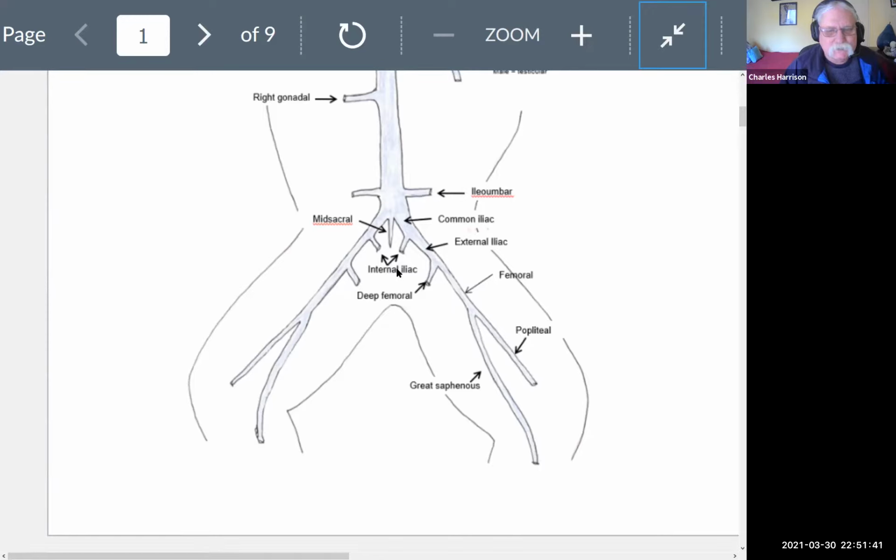The internal iliac, we know that the iliac bone is down in the pelvis there. It's going down towards it. The external is bypassing. Once you pass the deep femoral, you have the femoral. And keep on going. Out to the knee, you have the popliteal. Extending downward all the way to the ankle is the great saphenous vein. We'll see these in the pictures in a second.